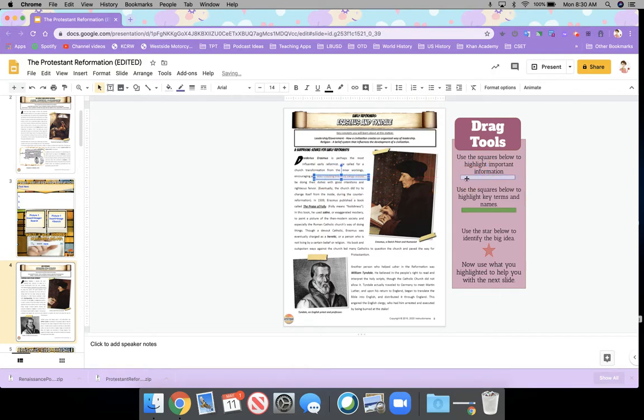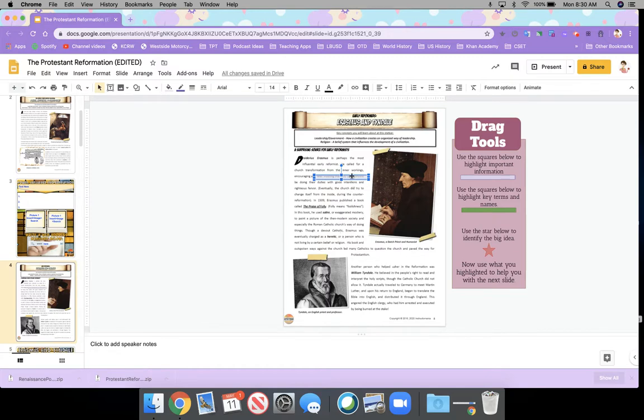And it tells you for the purple, you're going to use the squares to highlight important information. For the green, you're going to use the squares to highlight key names and terms. And then the star, you're going to put next to one of the pieces of information that you find to be the most important and really gives the main idea of the whole reading itself.